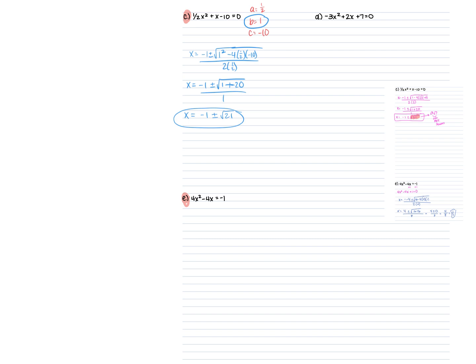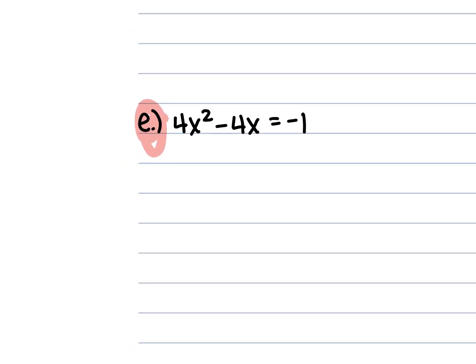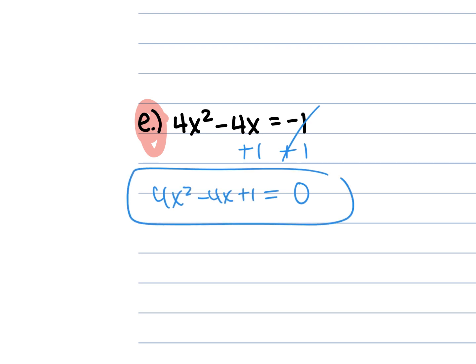Guys, I want you to try letter E. Now, letter E, there's no fractions, right? But it's not in standard form. Add 1. So it's very simple to change it into standard form, though. You just add 1 to both sides. These are going to cancel. This is going to be 0 equals 4x squared minus 4x plus 1. Good luck. May the force be with you.